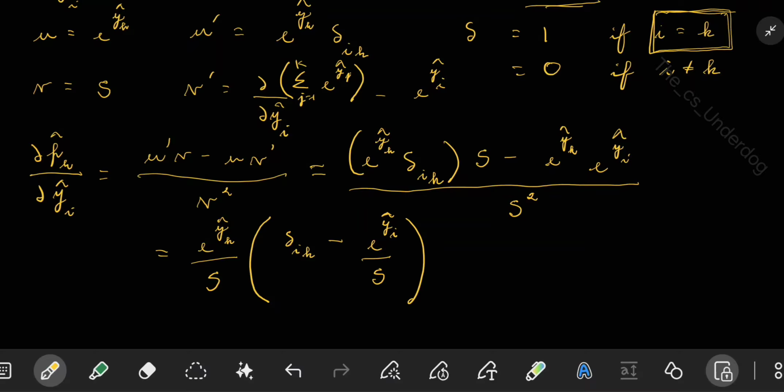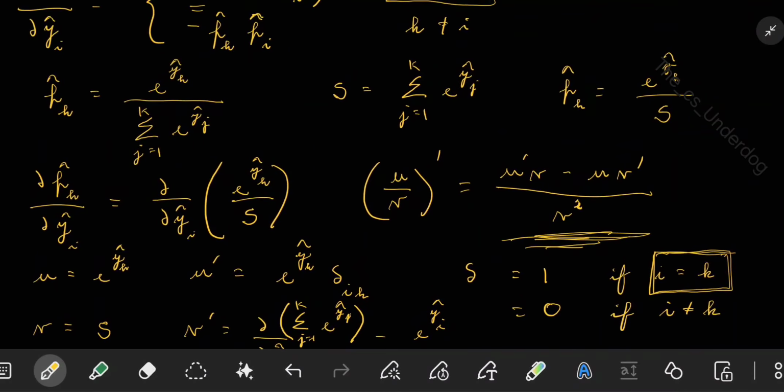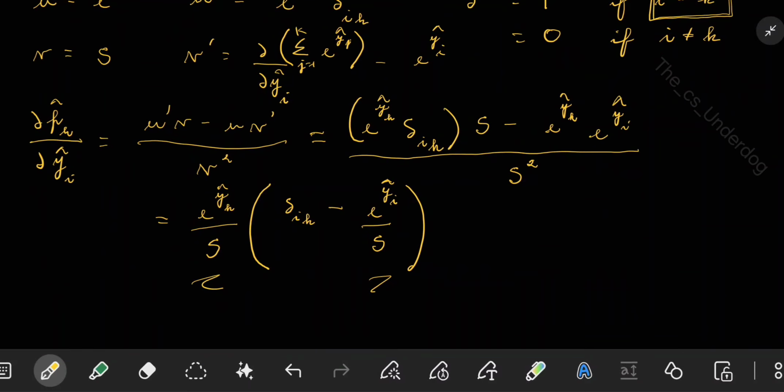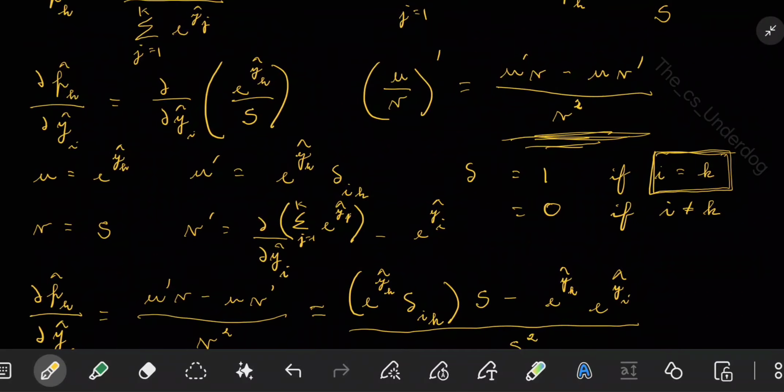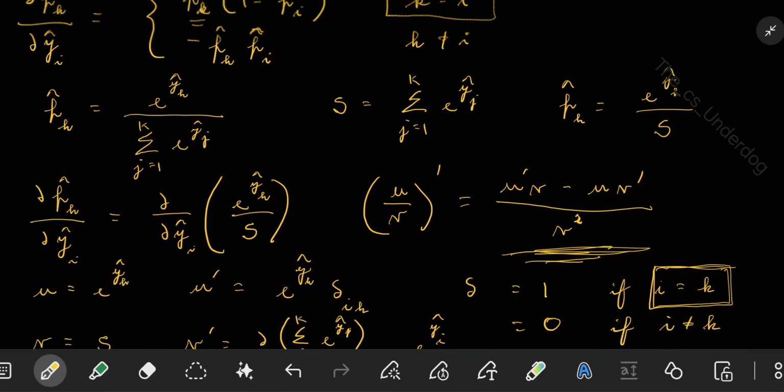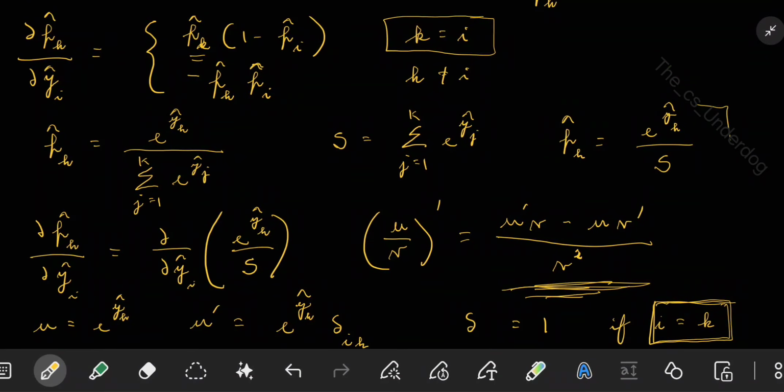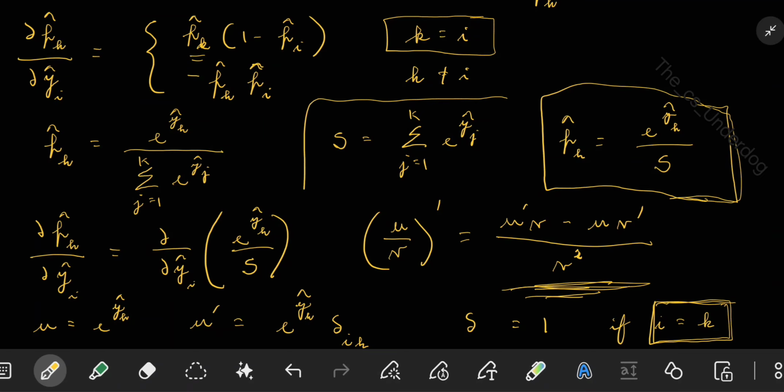How can you simplify this further? The way to simplify this further is, these terms are actually known to you. If you just think back, what did we write above? Just think about this term, e power yk cap divided by s. Have you seen this somewhere? Yes, the term is pk cap. So here we substituted, we said that pk cap is e power yk cap divided by s, where s is this value.